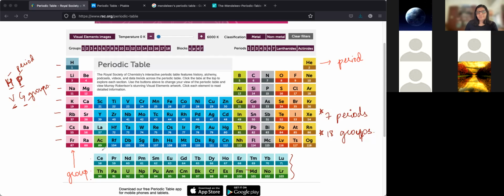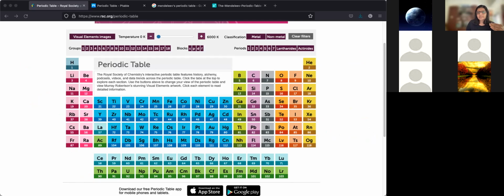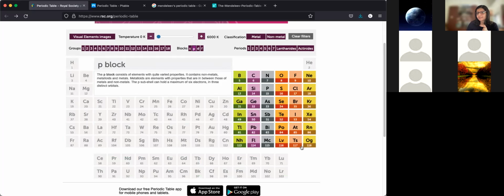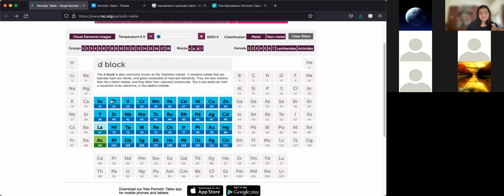This whole table, again, this whole chapter is about classifying, right? So there are different levels of classification. The first level of classification, you split it into 4 blocks. So you have the S block, which is just these two groups. And then you have the P block, which is the extreme right side, this whole highlighted region. Then you have the D block, which is the center part of it.